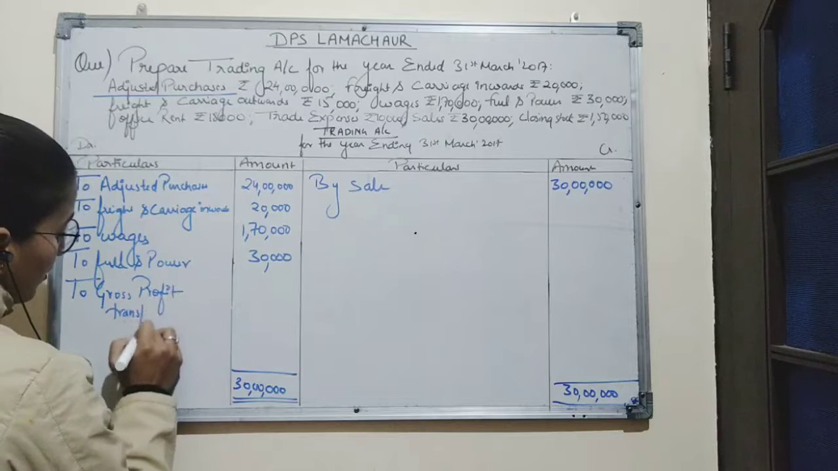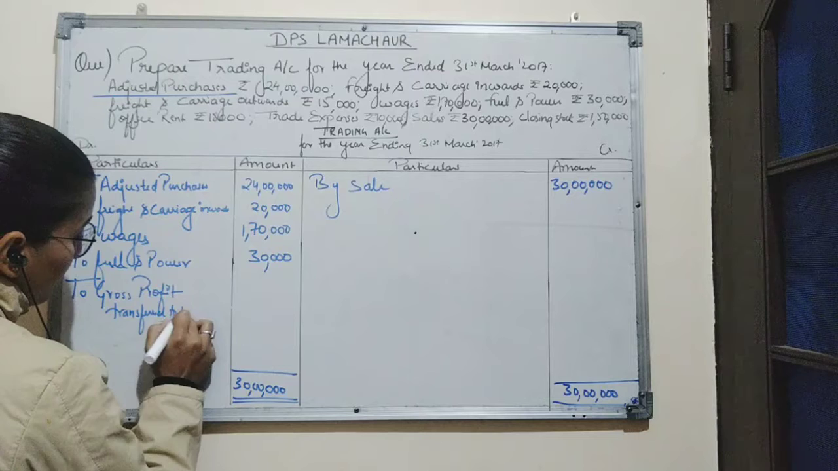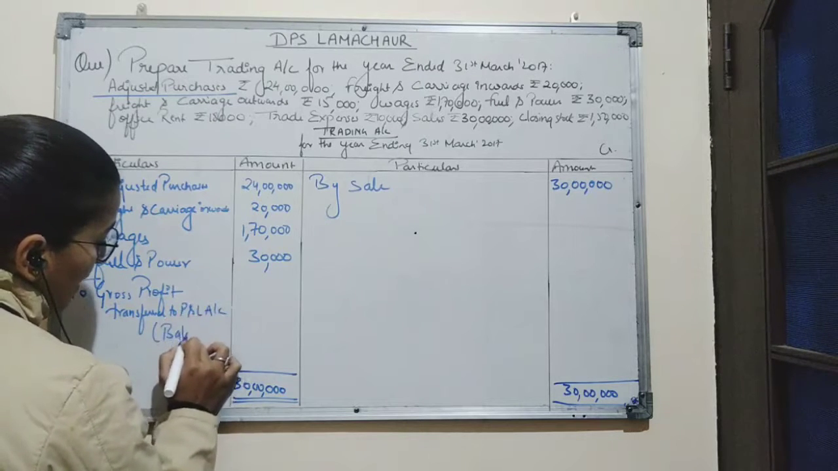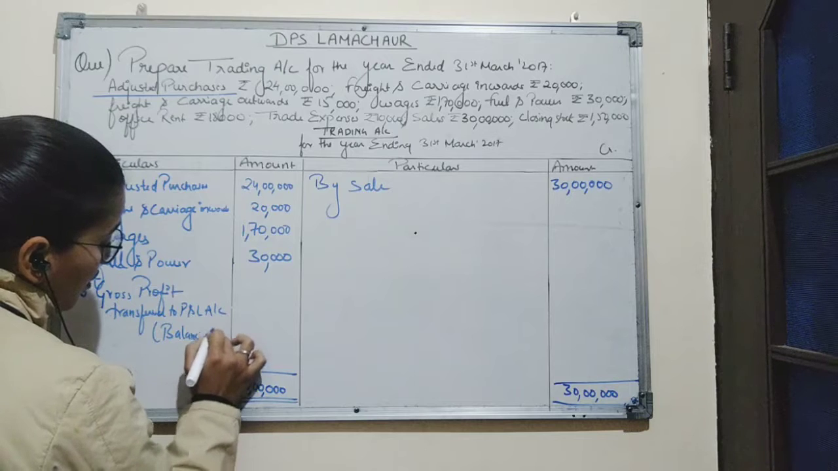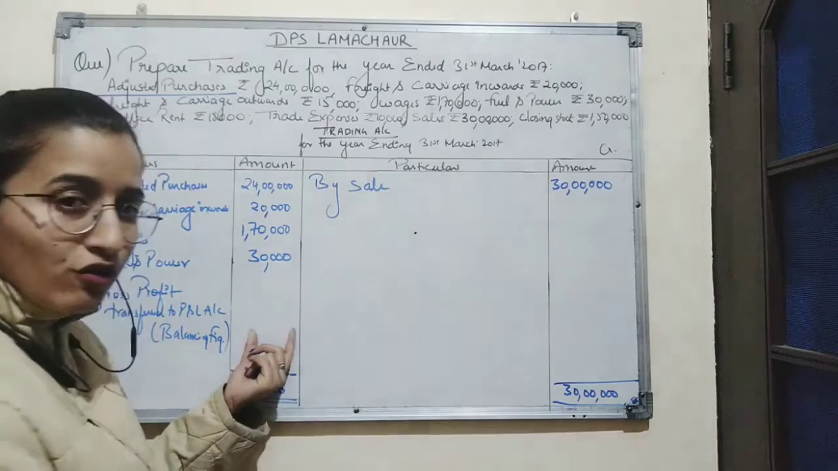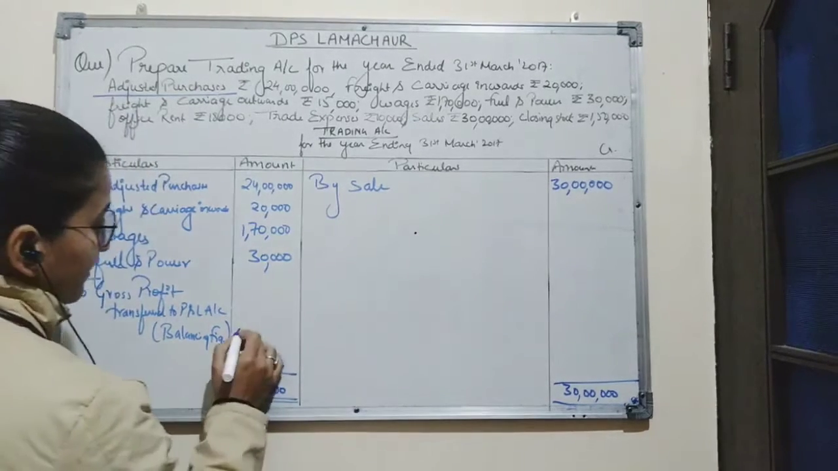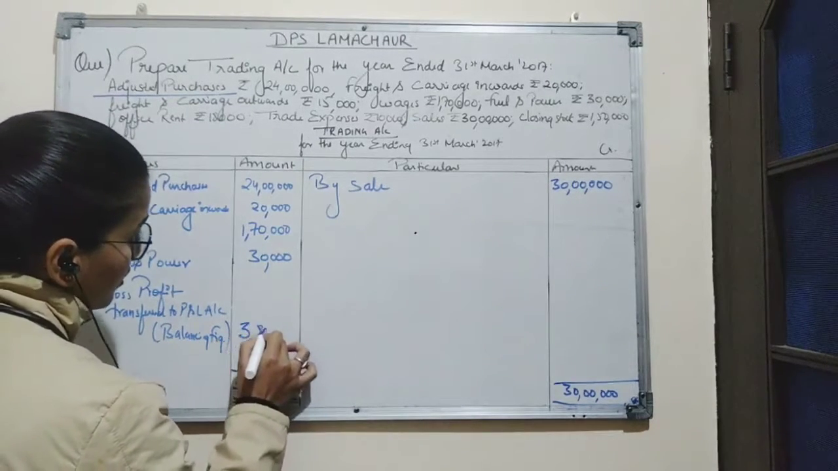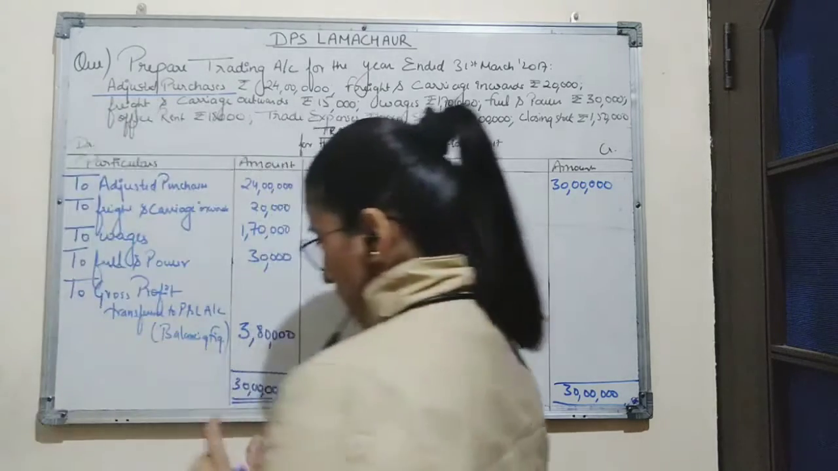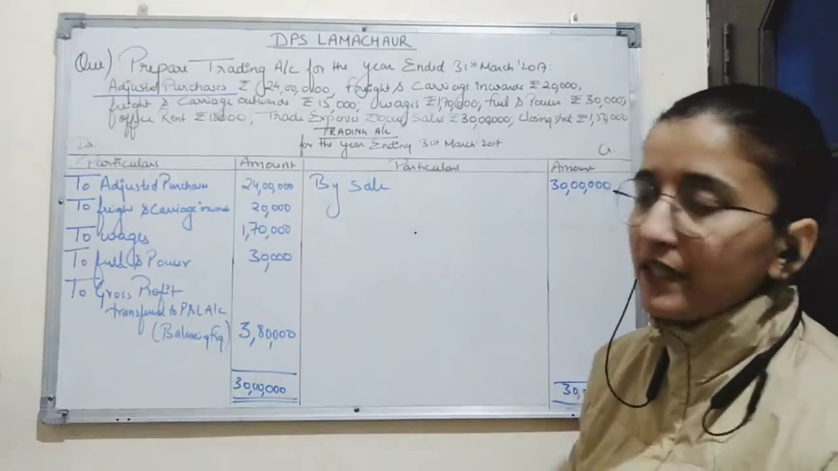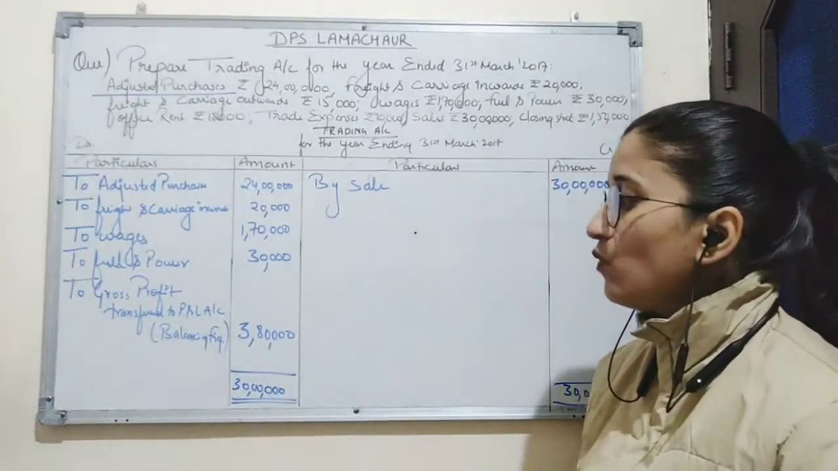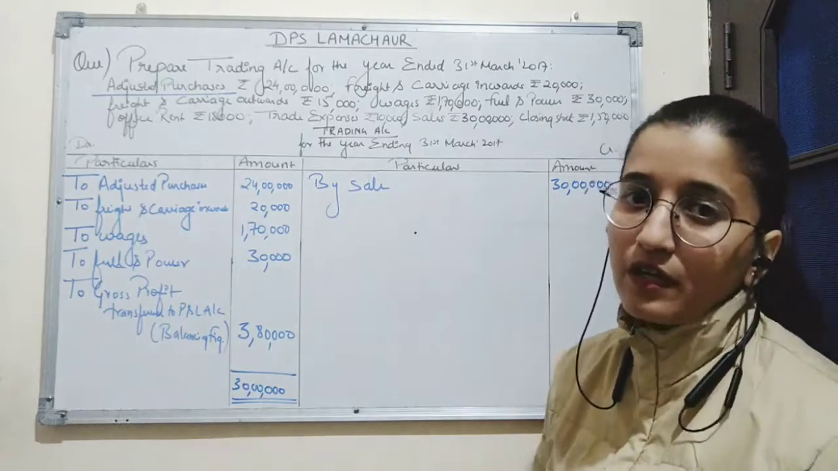transferred to P&L account, and it is a balancing figure. So the amount of balancing figure will be ₹3,80,000. The gross profit earned by the company is rupees 3,80,000. This is how we solve the question based on trading account.